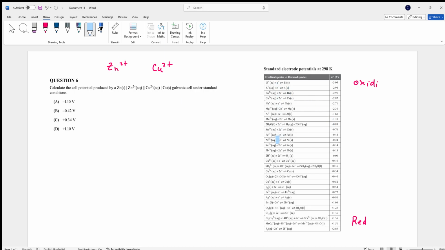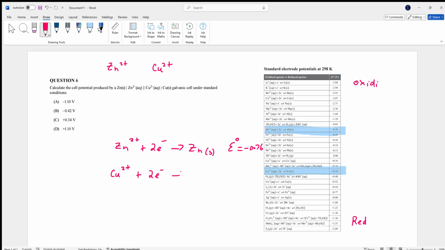So if we look at our table here, I believe there are two types of copper. So there's a single one there. You want this one here, okay, because that's got the 2+. Then you want the zinc 2+ here, so we'll write both of those equations just now. So zinc 2+ plus 2 electrons produces zinc solid and has an E naught of negative 0.76. Then you've got the copper, so Cu2+ plus 2 electrons produces copper solid and has an E naught of 0.34.